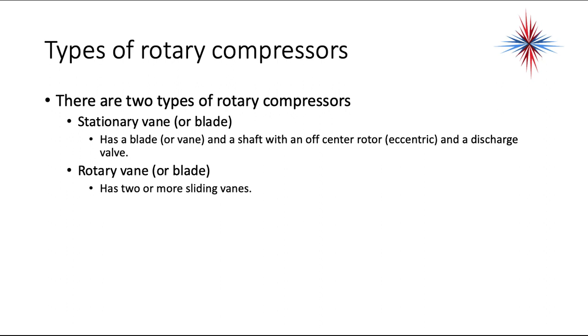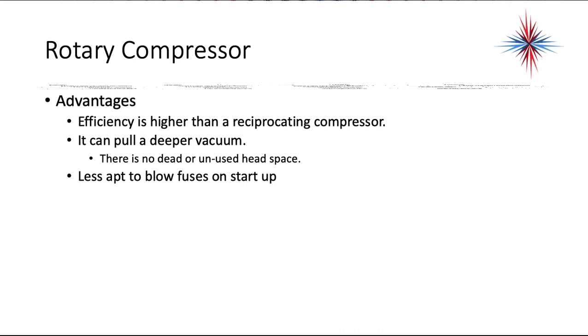There are 2 types of rotary compressors. The stationary vane has a blade or vane and a shaft with an off-centric rotor and a discharge valve. The rotary vane or blade has 2 or more sliding vanes.